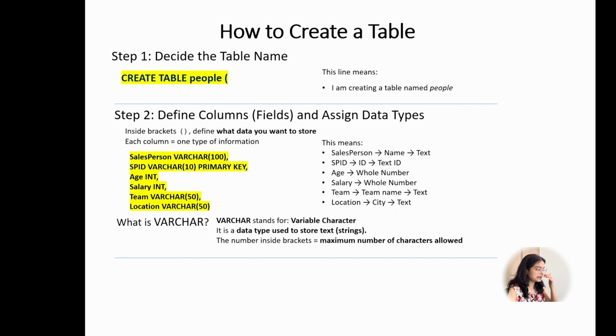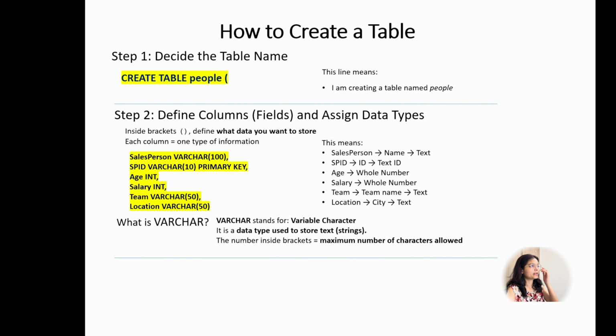Okay. Now for you, I have written a small definition of varchar. It stands for variable character. It's a data type used to store text or strings, right? As you already saw, we had varchar written for the column salesperson, because salesperson is going to be a text. And the next thing was this number inside the bracket. The number inside brackets is equal to the maximum number of characters allowed. As I already told you, the 100 tells that the salesperson can have a name of 100 characters at most, not more than that.